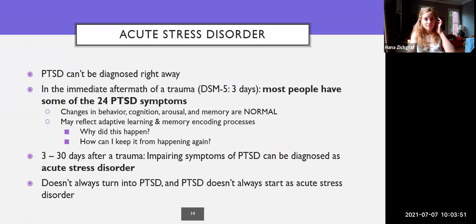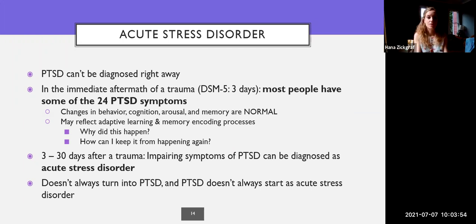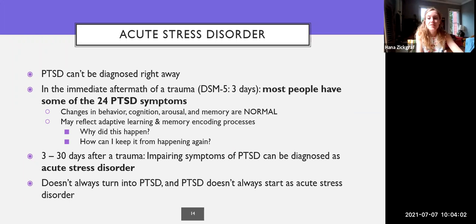So after a trauma, we can't diagnose post-traumatic stress disorder right away. And in fact, right after a trauma, most people have at least some of these symptoms of PTSD. After something really scary and really horrible happens to you, it's totally normal to experience changes in your behavior, in your cognition, in your arousal, and to experience alterations in the way that you encode memories of that traumatic event. In fact, it would be kind of abnormal not to have some of these symptoms. And so they probably reflect some kind of adaptive normal learning process.